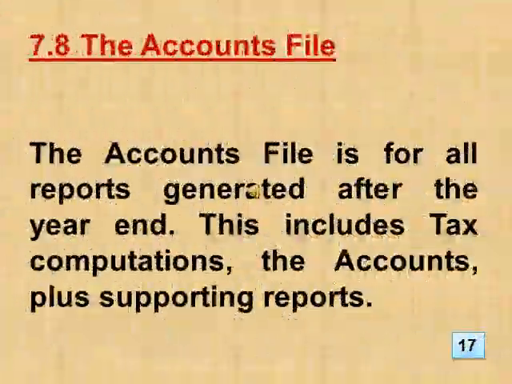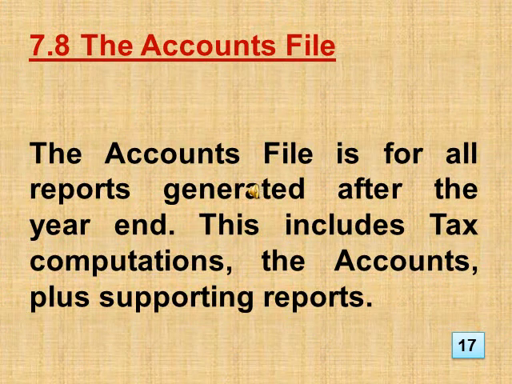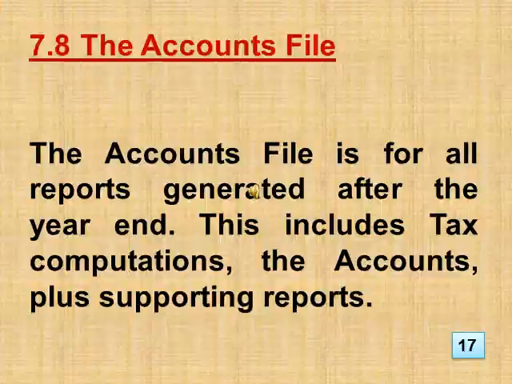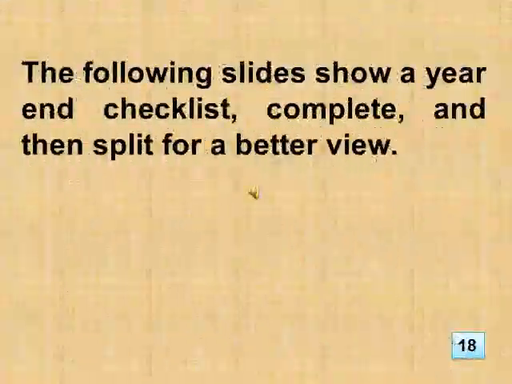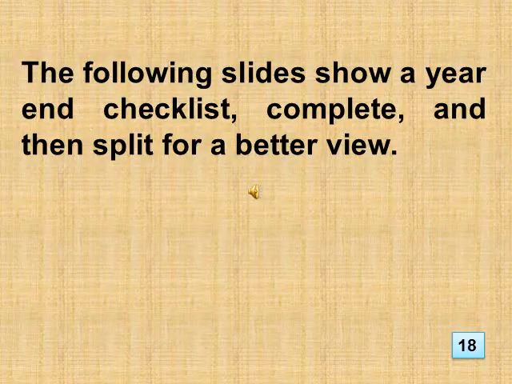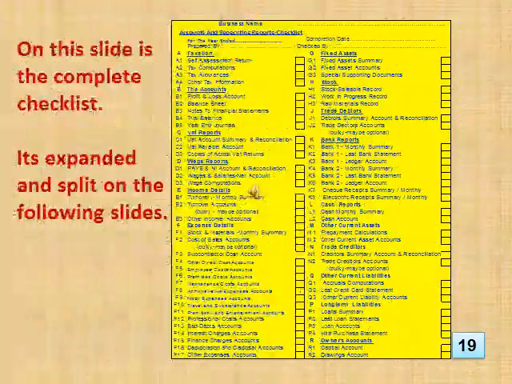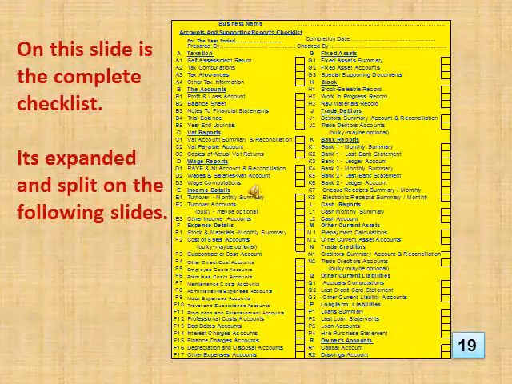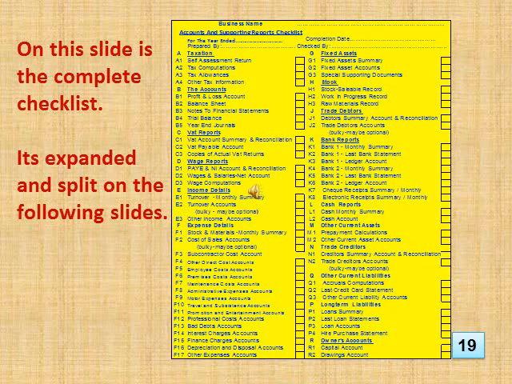Section 7.8. The accounts file. The accounts file is for all reports generated after the year-end. This includes tax computations, the accounts, plus supporting reports. The following slides show a year-end checklist, complete and then split for a better view. On this slide is the complete checklist. It's expanded and split on the following slides.